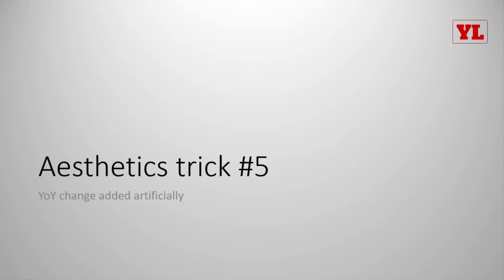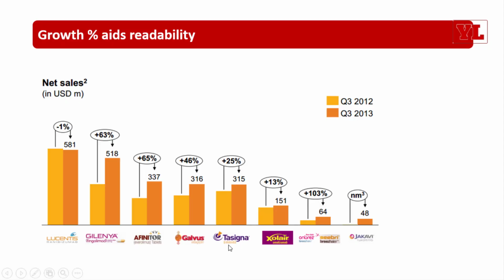Next trick, aesthetic trick number 5. Now, it's not exactly a chart trick, but it makes sense if you're able to show year-on-year growth in terms of percentage. Because hey, if you were to put two numbers side by side and not be able to show the percentage, it doesn't give me the best overview. So in all these cases, I'm more concerned about the current year's number, and in comparison to last quarter or last year, what has been the jump or the decline.